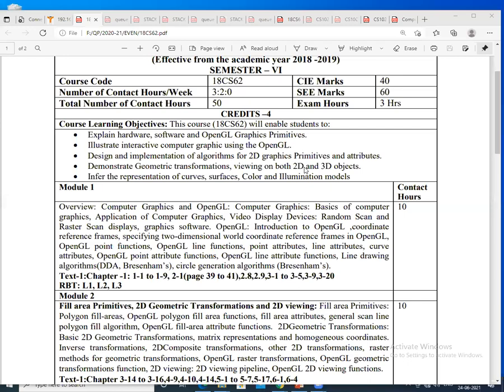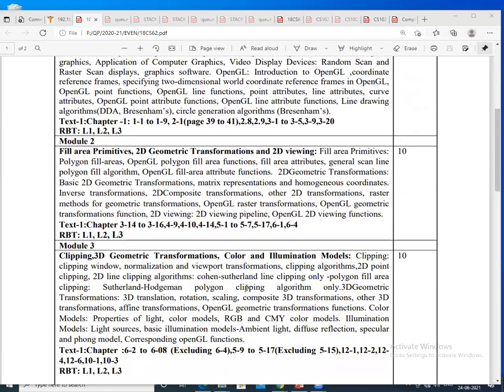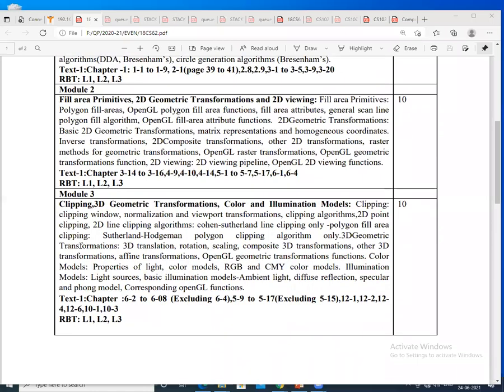Let me start today's session on three-dimensional coordinate systems. It is a part of the third module. These are the highlighted concepts we are going to cover today.